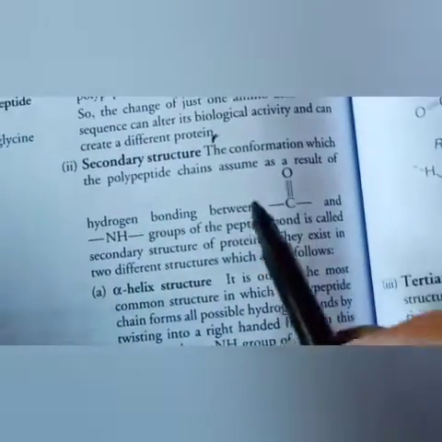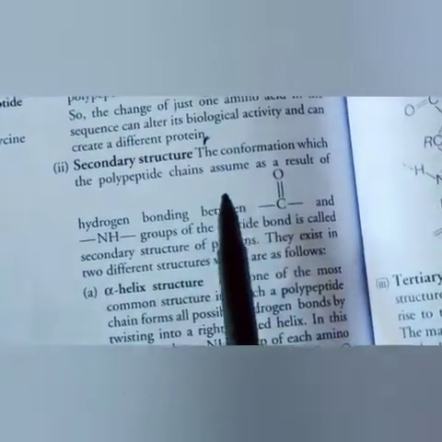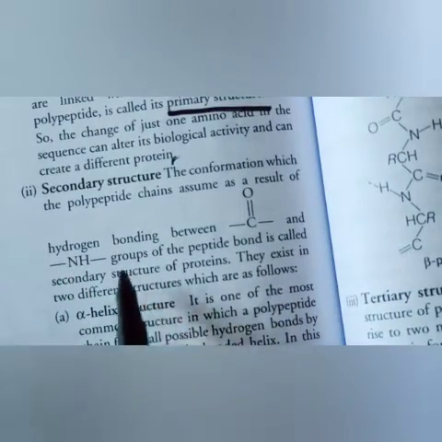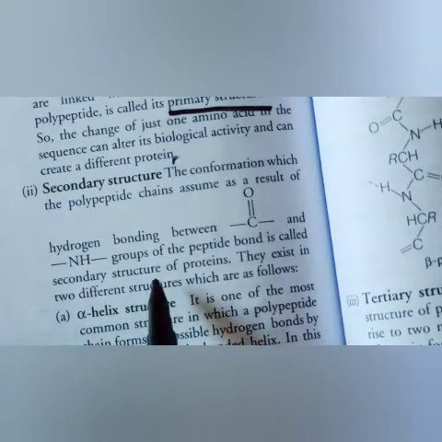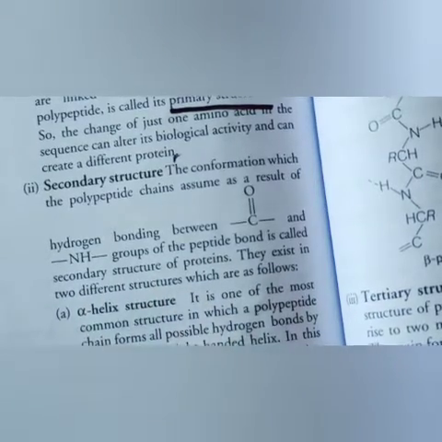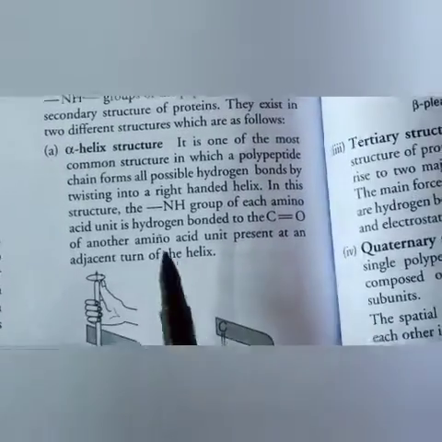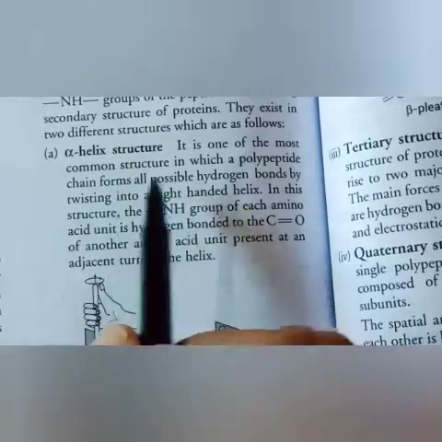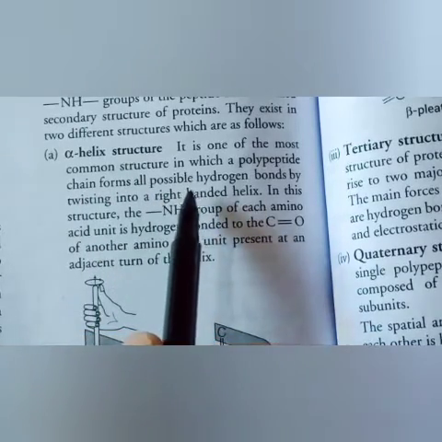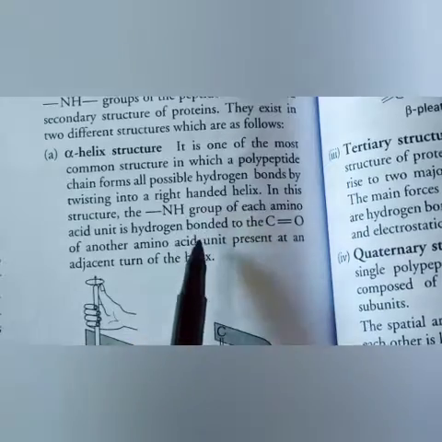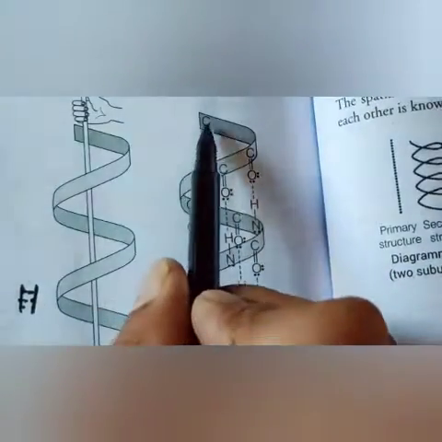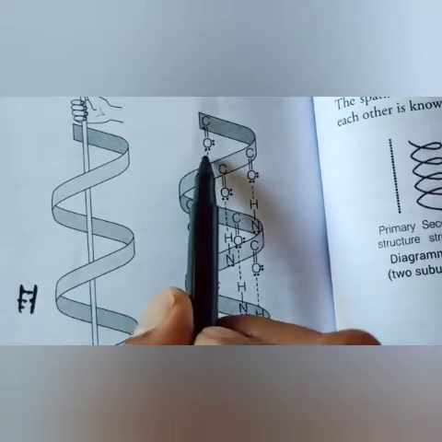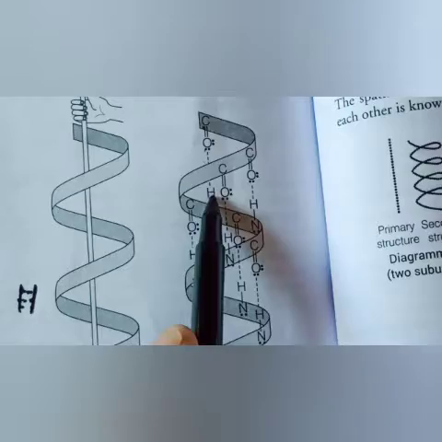Second is secondary structure. Secondary structures are the conformations which the polypeptide chain assumes as a result of hydrogen bonding. It is between the carboxylic acid group and the NH group. They exist in two different structures. So this is important. Now the alpha helix structure, as you have also studied in DNA. It is one of the most common structures in which the polypeptide chain forms all possible hydrogen bonds by twisting into a right-handed helix. You can see here, C double bond O, OH is removed from here, so H is linking.